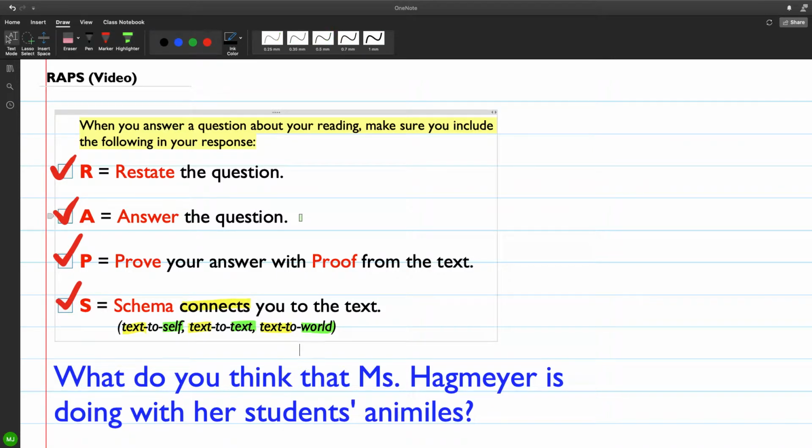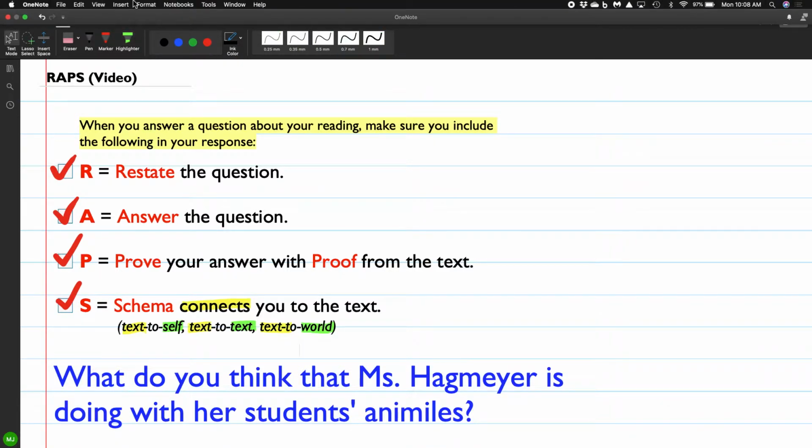So in each of these pieces, it will actually show that your student really knows what they're talking about when it comes to answering the question. It's a way to ensure that comprehension is happening at the highest of levels. So with that being said, here is the question that your students were considering today. What do you think that Miss Hagmeyer is doing with her students' animals?